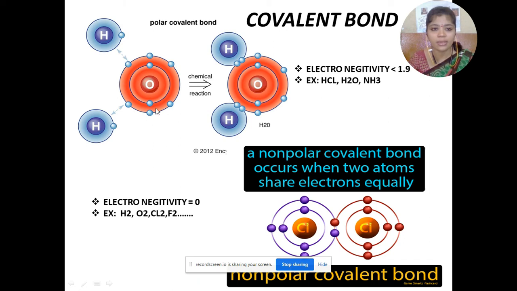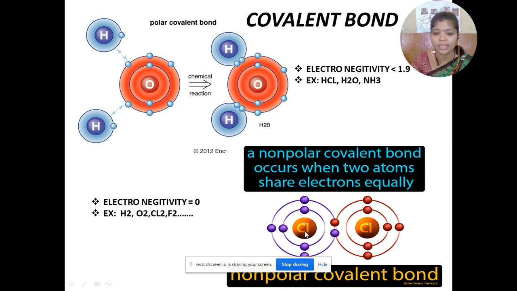Here we have to take a water molecule. We already know that oxygen is the more electronegative element. These two electron pairs are moved towards the oxygen atom to form bonds between the two hydrogen atoms and the oxygen atom. Next, non-polar covalent bond.